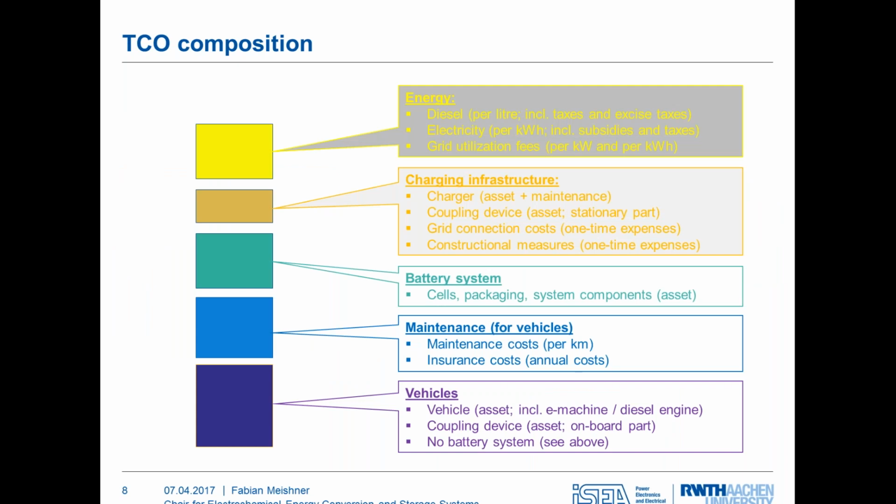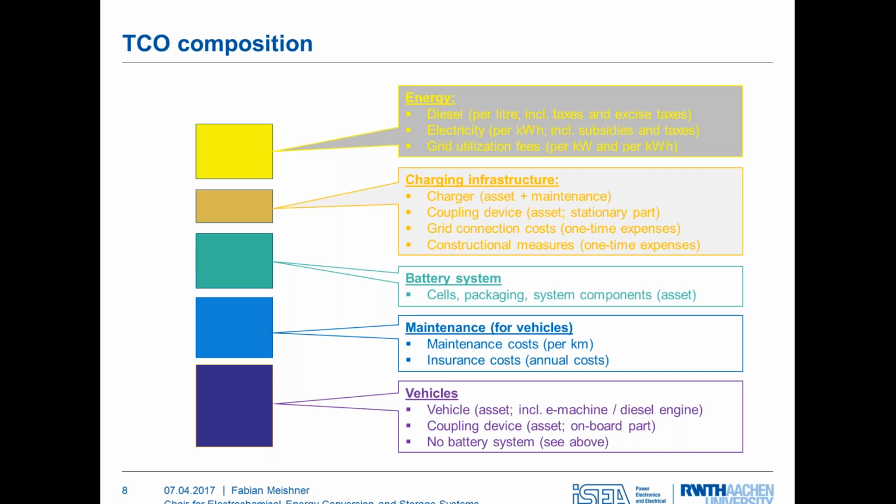So how is the overall total cost of ownership composed in our simulation? I start on the bottom. One big part is, of course, the vehicles, their asset, inclusively the electric machine, or we also always compare to diesel buses, the diesel engine. And if installed for the electric buses, the onboard coupling device, so maybe the pantograph, if you have pantograph charging. But not included in the vehicle part is the battery system, because that's regarded separately, because we assume that the vehicle will live longer than most of the battery systems, probably.